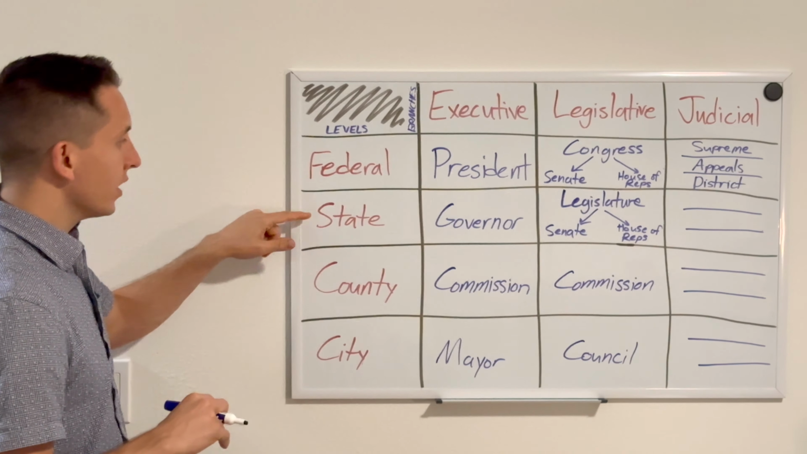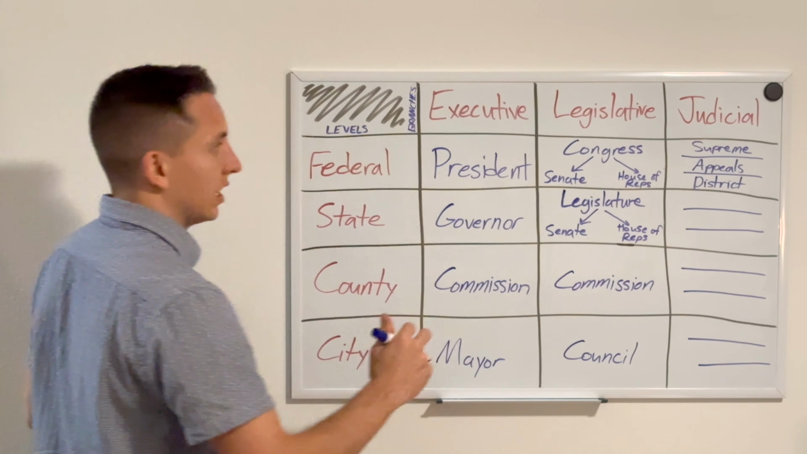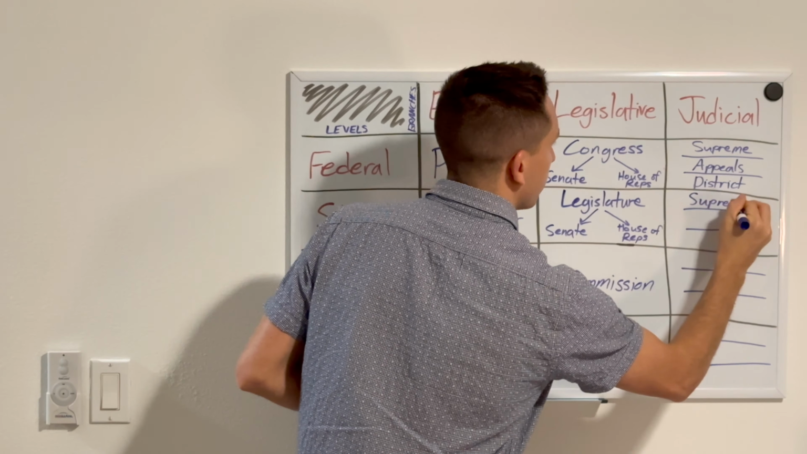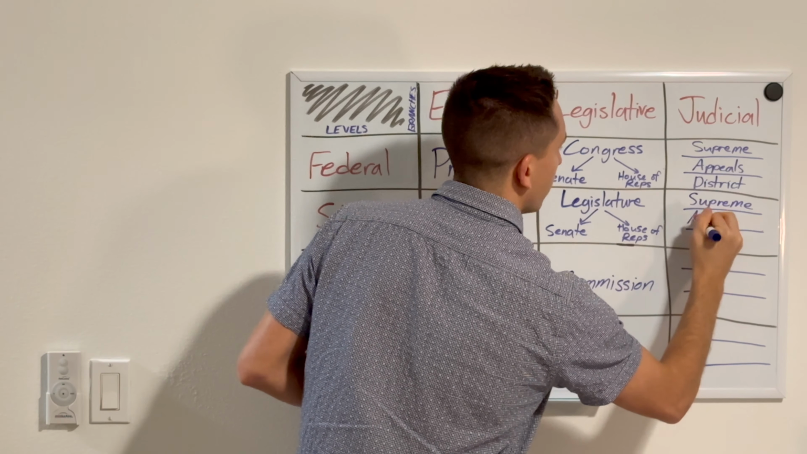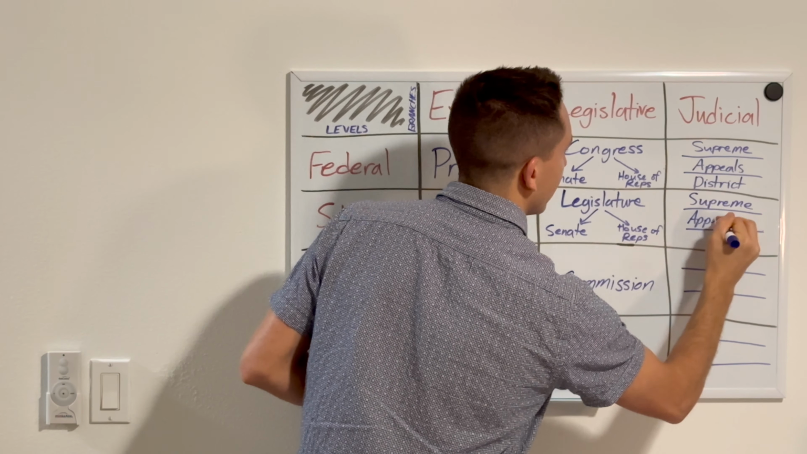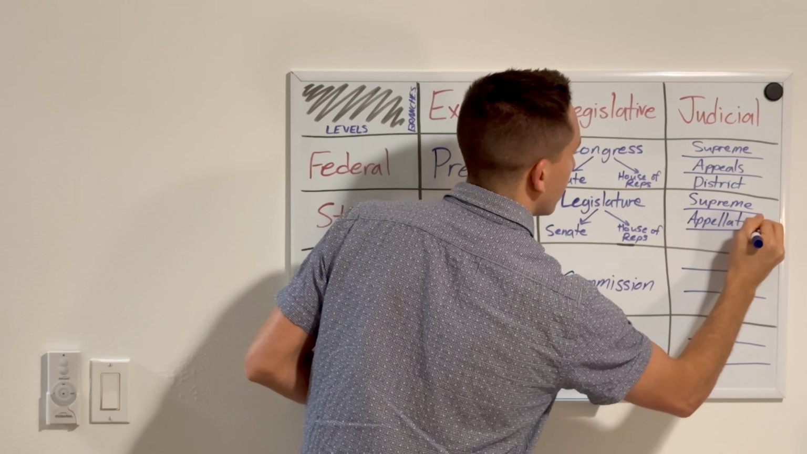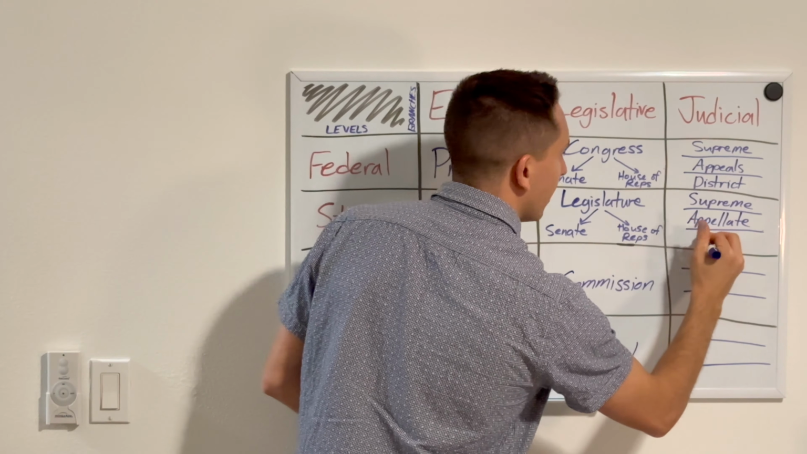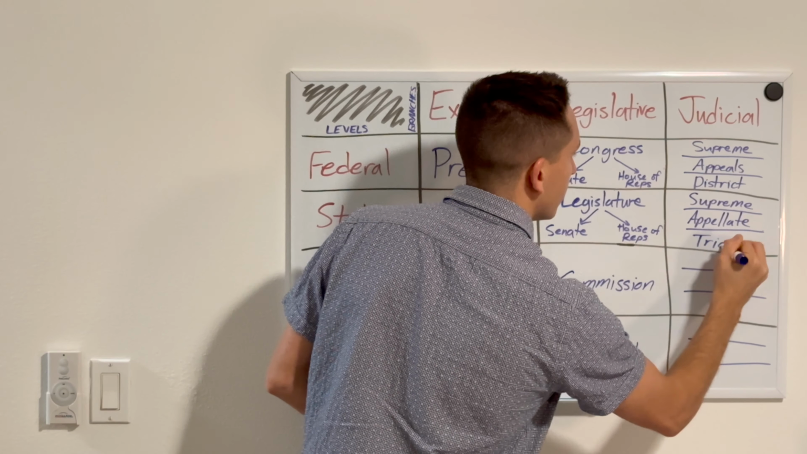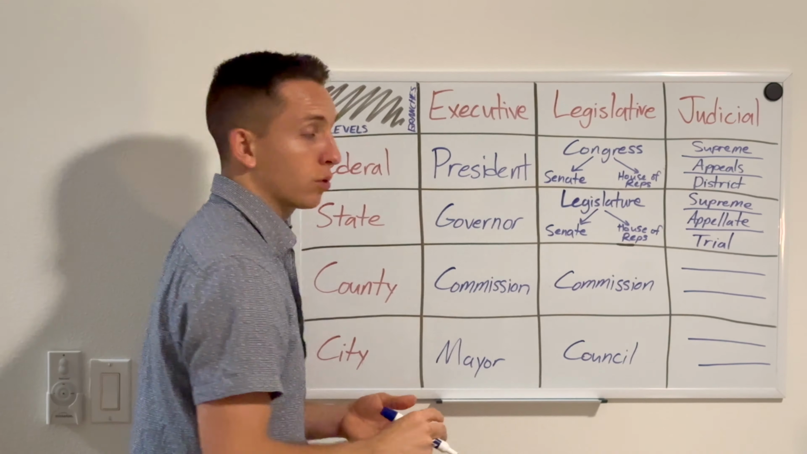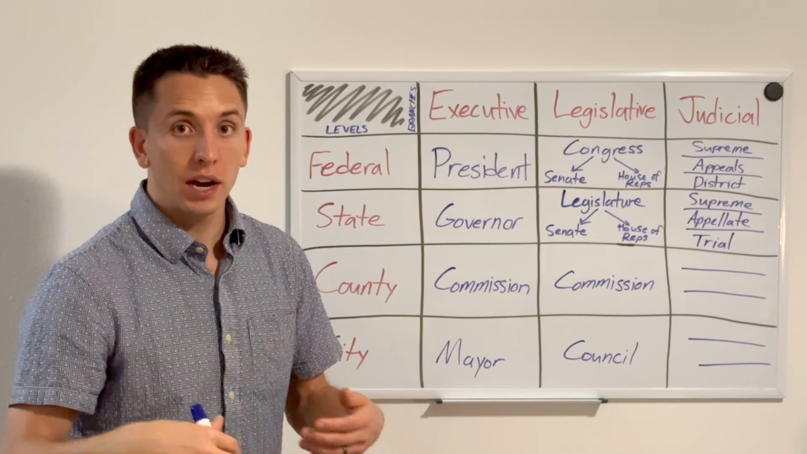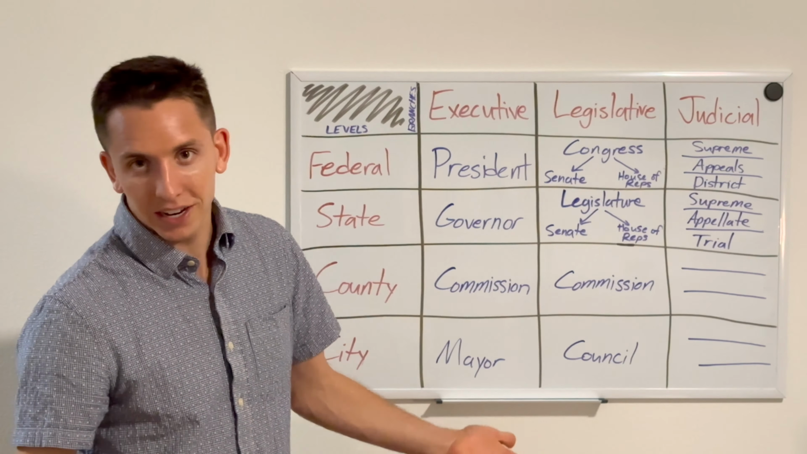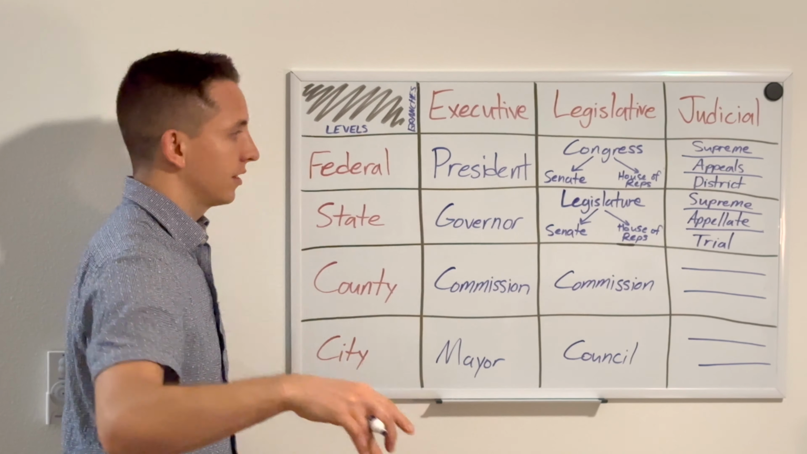Okay? On the state level, it's very similar. You have your state Supreme Court. You have your appellate court, which is just a fancy word for appeals, appellate. And then you have your trial courts, and that's where you are tried. You have your trial. Is that a trial court? Make sense? Okay, I hope this is making sense.